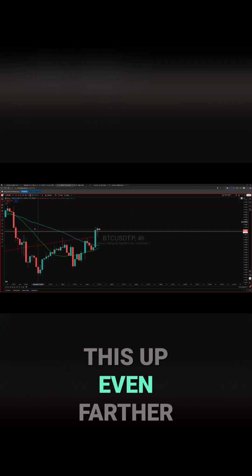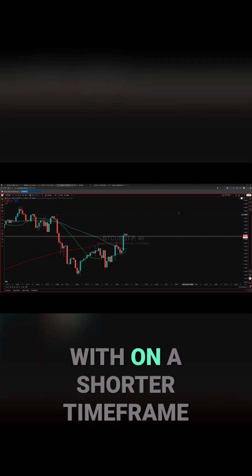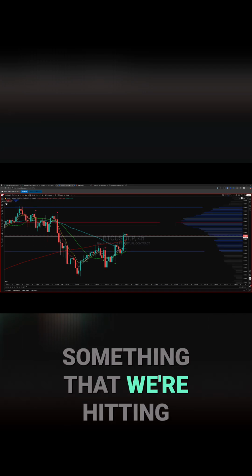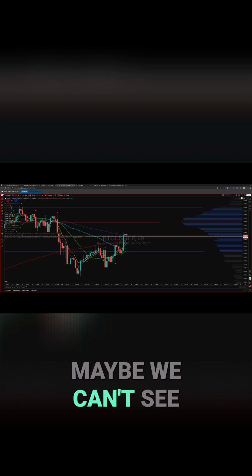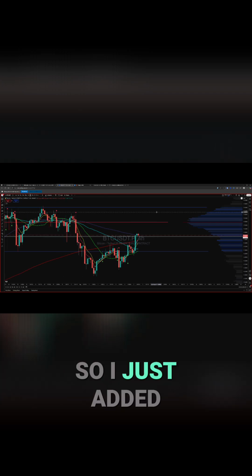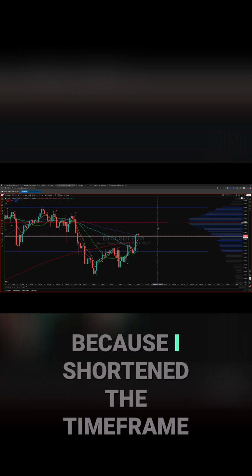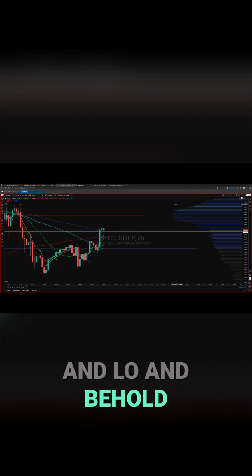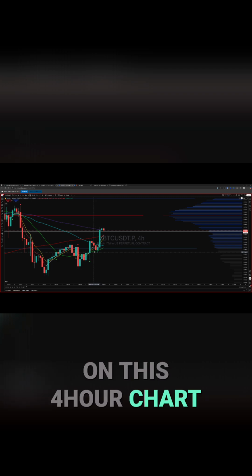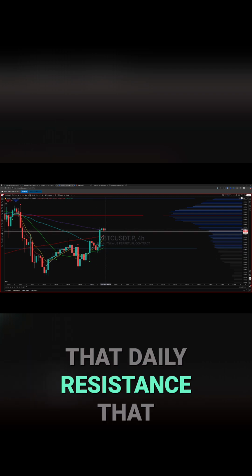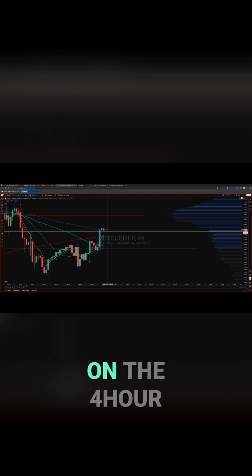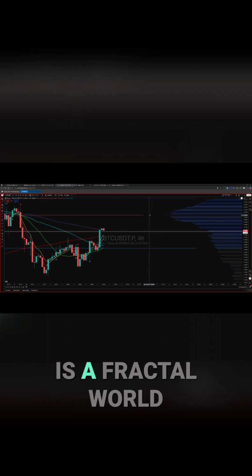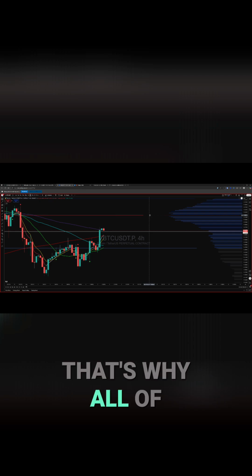But if we back this up even farther, what are we fighting with on a shorter time frame? There's always something, right? There will always be something that we're hitting our head on that maybe we can't see, okay? So I just added 100 AMA because I shortened the time frame, so sometimes I like to see what's in between those levels. And lo and behold, on this 4-hour chart, that daily resistance that you see on the 20 that you couldn't break through is what on the 4-hour? 100 AMA. Just demonstrating that this is a fractal world. Right? That's why all of this makes sense.